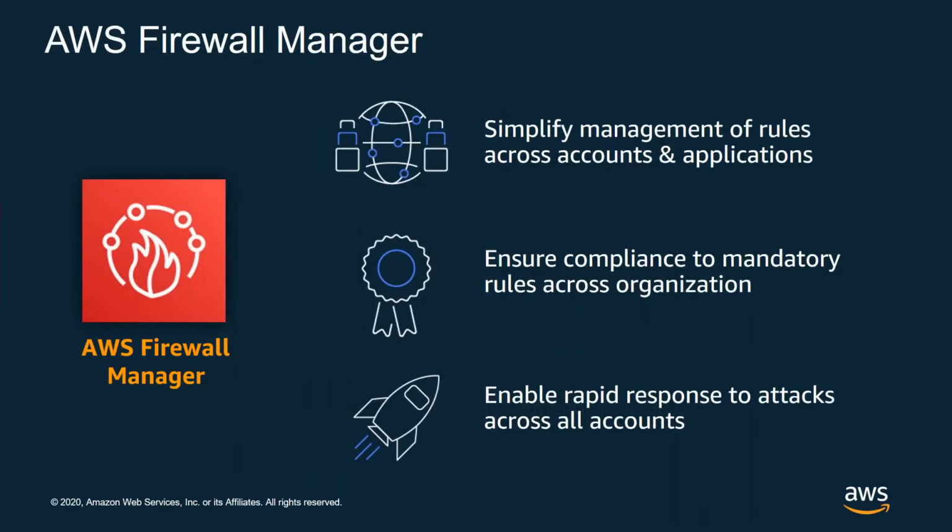The last service we'll take a look at is AWS Firewall Manager. AWS Firewall Manager is great for scaling out the application of that security across multiple accounts and multiple firewalls on AWS. So for example, with AWS Firewall Manager, you can simplify the management of rules across accounts and applications. You can also ensure compliance to any kind of mandatory rules across your organization in a centralized single pane of glass, as well as enable quick responses to attacks across all of your accounts.